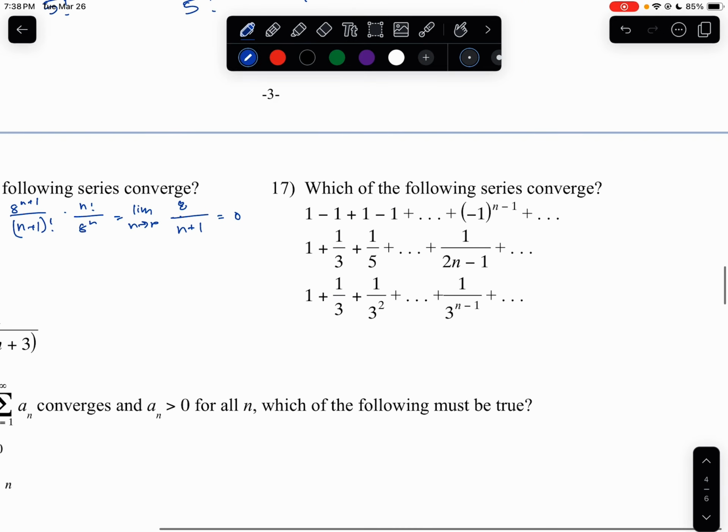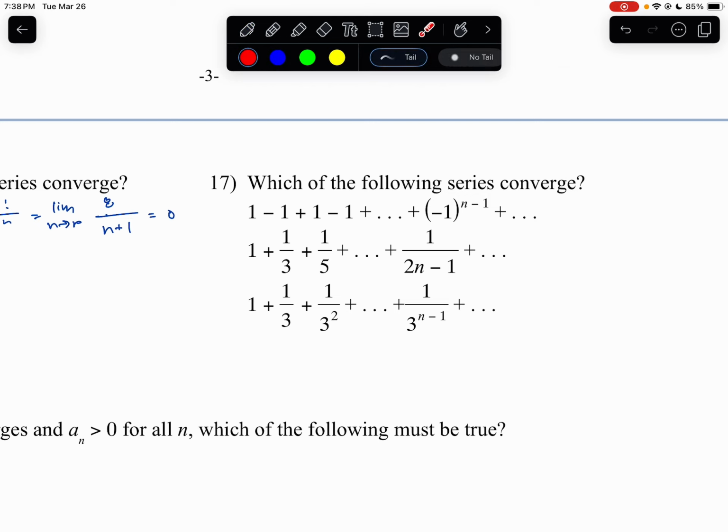Which of the following series converge? So let's take a look right here. They're giving the nth term here, which is nice. If we think about this, the first partial sum is 1. Those two added together is going to be 0, plus 1 is going to be 1. This series is going to have to diverge, because the partial sums are going to alternate between 1 and 0. So this diverges.